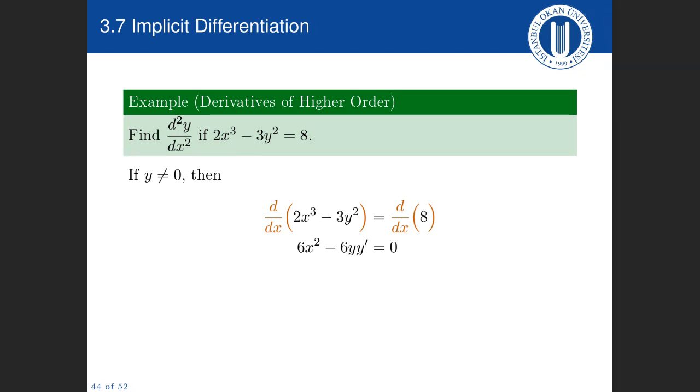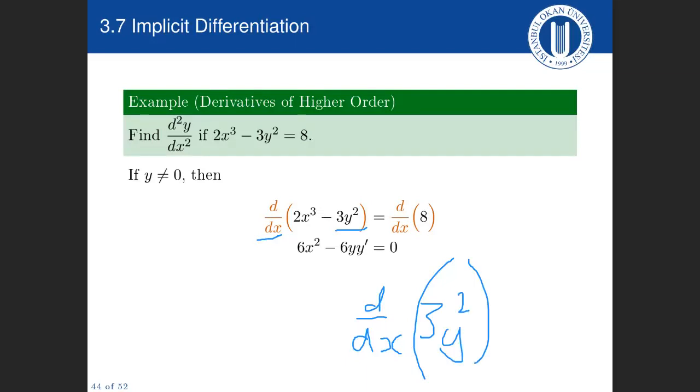So I'm differentiating 2x cubed to get 6x squared. That's the easy part. I'm also differentiating 3y squared, but with respect to x. So it's d/dx of 3y squared. And by the chain rule, that's the same as d/dy of 3y squared multiplied by dy/dx, or the derivative of 3y squared, which is 6y, multiplied by y prime.